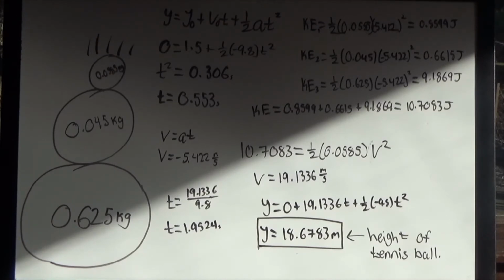Finding the average time, then, using the average velocity, we end up with t equals 1.9524 seconds. Then, using the position functions once again, y equals 0 plus 19.1336t plus 1/2 times negative 9.8t squared. Plugging in our value for time, we end up with a height of 18.6783 meters. This collision with the three balls, the basketball, the wiffle ball, and the tennis ball, is an elastic collision, meaning that the kinetic energy from the basketball and the wiffle ball are both transferred into the tennis ball, which is why it goes flying up into the air.